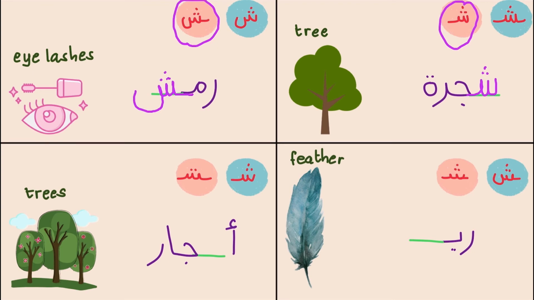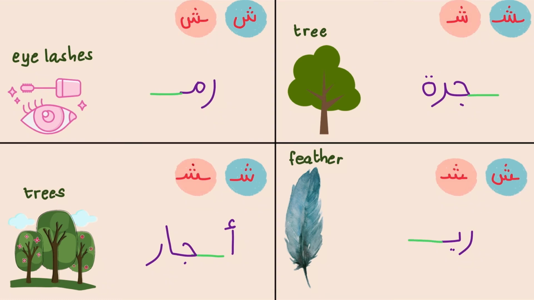Feather in Arabic is Rish. Which Sheen will you choose? This one or this? We know that this Sheen is the one in the middle. Sheen at the end will let its belly out. So we will choose this one. Connect it with the letter Ya and make the Sheen. Don't forget the 3 dots.